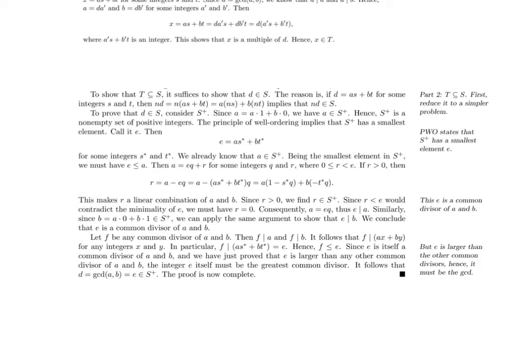That tells us that S plus has something in it. And we're going to use a fact that we skipped from a long time ago called the principle of well ordering, which basically says that any set of positive integers has to have a smallest element, a least element. Okay, so let's say this set of positive elements of S has a smallest element, and we'll call it E.